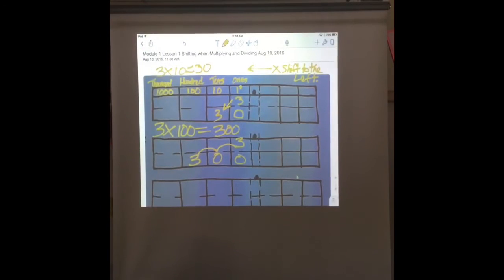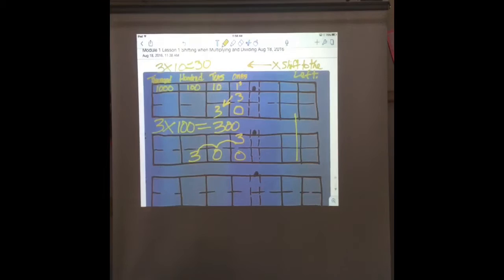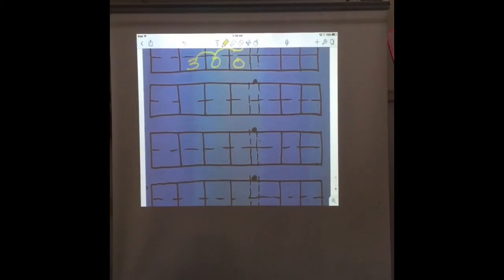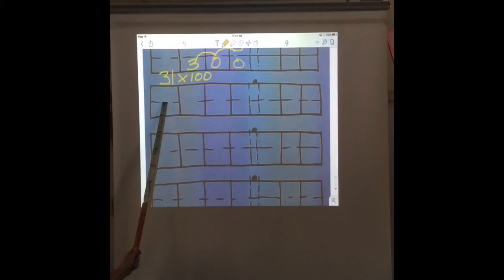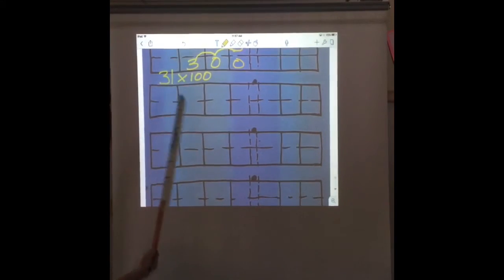Okay, now let's do this. Let's make it a little bit different. I'm not going to use a 3 any longer. Let's use 31 times 100. Where would the 3 and where would the 1 go? Would it go here? It would go in the tens place, right? Because it's 31. So we'll put our 3 here, and our 1 goes here, right?